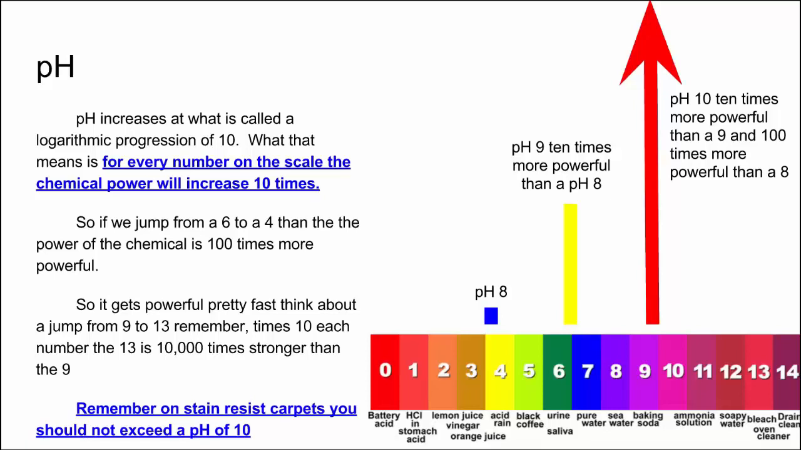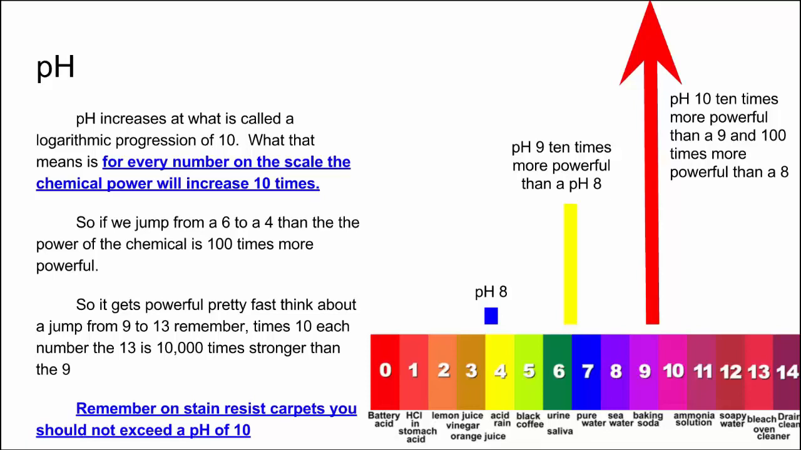So as we look at this again, we can jump from a 6 to a 4. And that's going to be 100 times more powerful. So from the 6 to a 5, 10 times more powerful. And from the 5 to a 4, another 10 times. So we have the 6 to a 5, a 10, and then 10 times 10 is 100. So that chemical that's jumping from a 6 to a 4, it's going to be 100 times more powerful.